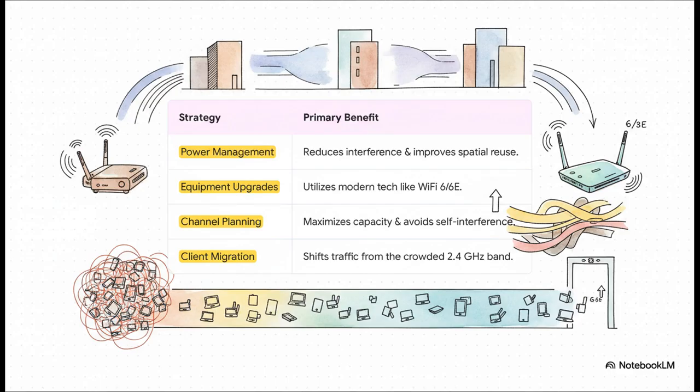Then you've got strategic channel planning. Oh man, this is huge. Don't be your own worst enemy by having your own devices fight each other. And finally, client device migration. Let's get those important devices off that crowded 2.4 GHz highway and onto the wide-open express lanes of 5 and 6 GHz. You nail these 4, and you're going to be in great shape.